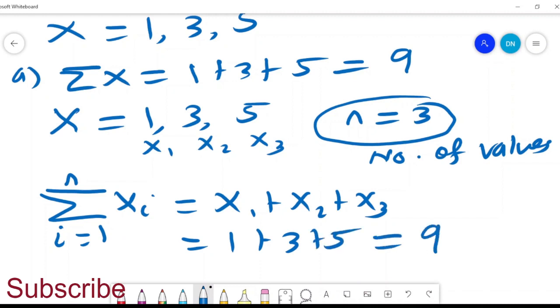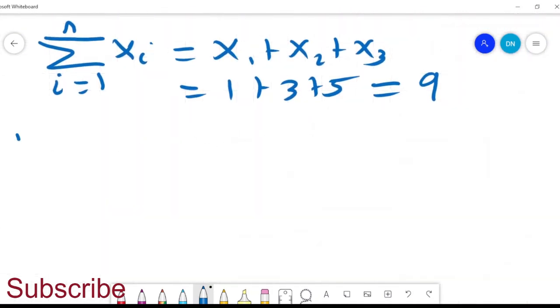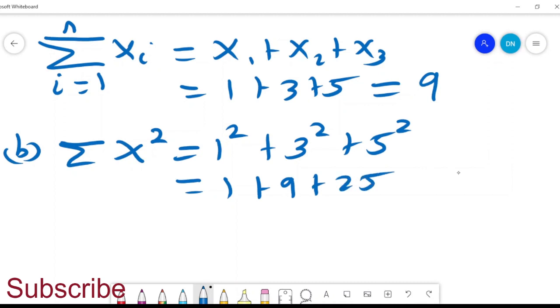So that is the summation sign, and you can use it for various activities. For example, using the same values, somebody maybe says find the summation of x squared. So it will be 1 squared plus 3 squared plus 5 squared, which will be 1 plus 9 plus 25, and that will be 35.